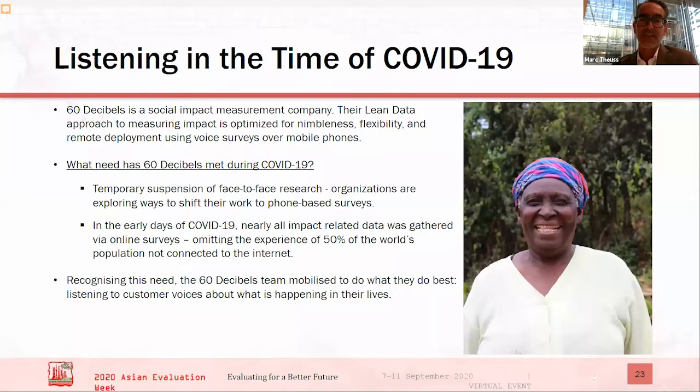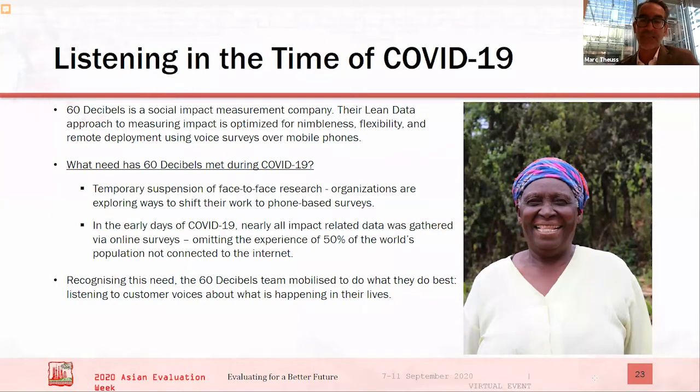60 Decibels is a social impact measurement company. Their core approach is the lean data approach to measuring impact, which is optimized for nimbleness, flexibility, and remote deployment using voice surveys over mobile phones. I think they've been using new technology and remote data collection for many years now in collaboration with their partners and clients. But the methodology has become particularly relevant during the era of COVID-19.